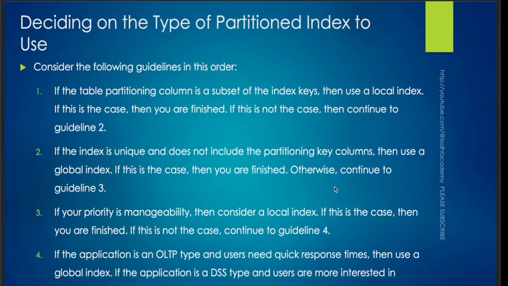Number 4, if the application is an OLTP type and users need quick response times, then use a global index. If the application is DSS type, meaning decision support system, and users are more interested in throughput, then use a local index.